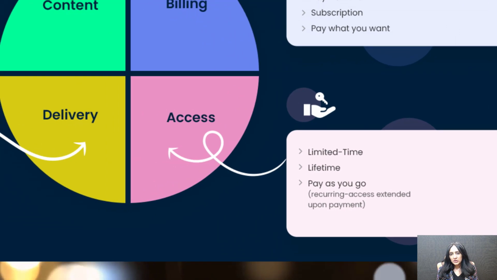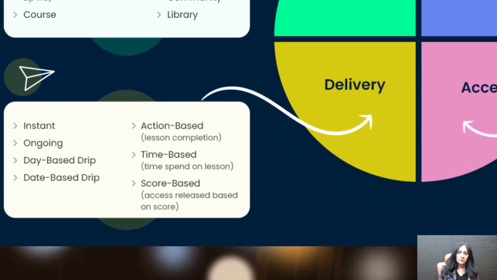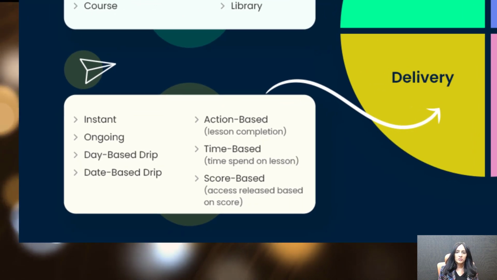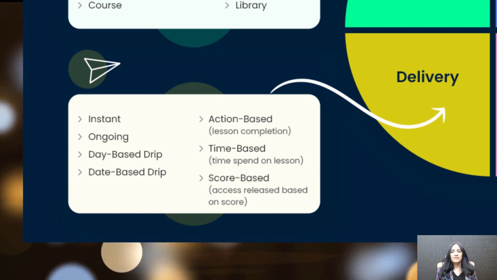Now, for each content that you have, you can set a delivery schedule. So you can say, this content will be available instantly. This content will be available on day 2 of membership. Or this content will be available 5 days after they sign up.